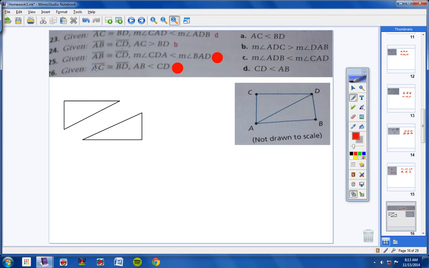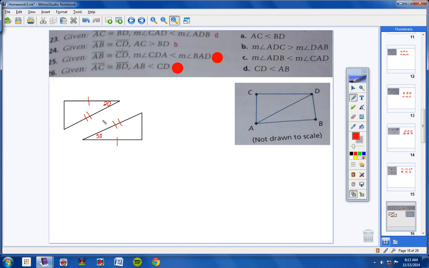AB is congruent to CD. So put a slash here and a slash here. We know this side here is congruent to this side here. Angle CDA, this angle here, we'll call this 20, is less than angle BAD. BAD. So we'll call this 30.